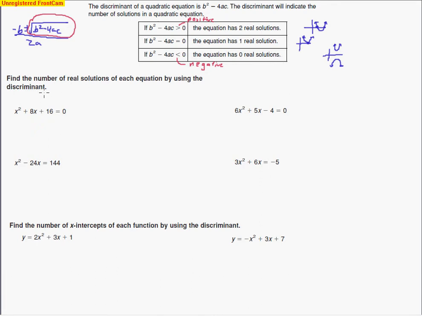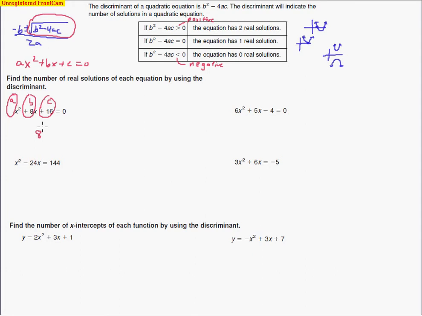We're just going to use this discriminant, and the important thing is to make sure the equation is in the form ax squared plus bx plus c equals 0. Just like when you're solving using the quadratic formula, you've got to have it set equal to 0. So this one's all set up for us. a is the number in front of x squared, b is the number in front of x, and c is the constant. We just substitute those numbers into the discriminant.